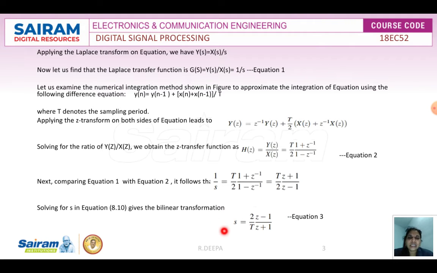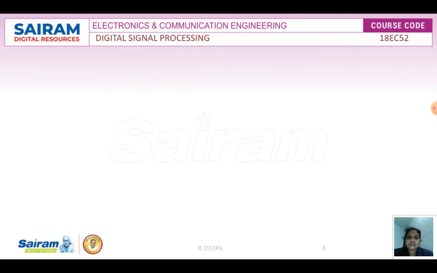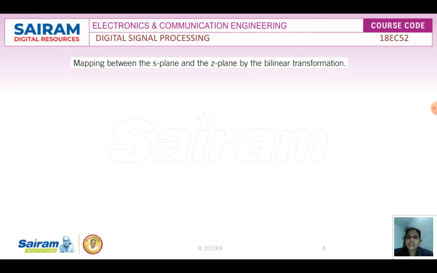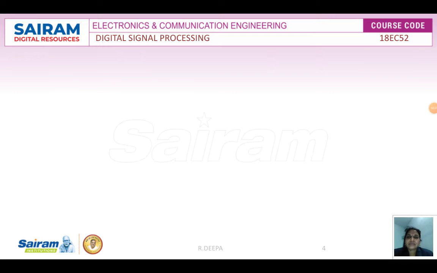And this particular equation is nothing but the bilinear transformation. That is, s has to be replaced with 2 by t of z minus 1 divided by z plus 1, and name this as equation 3. So now let us map the s plane and the z plane using the bilinear transformation.